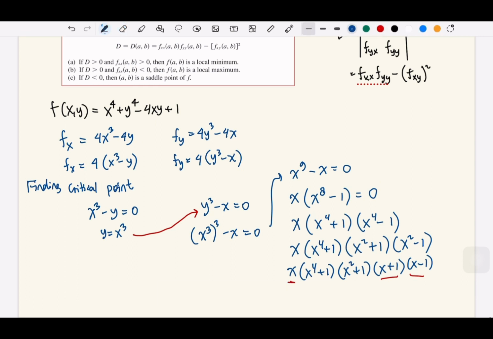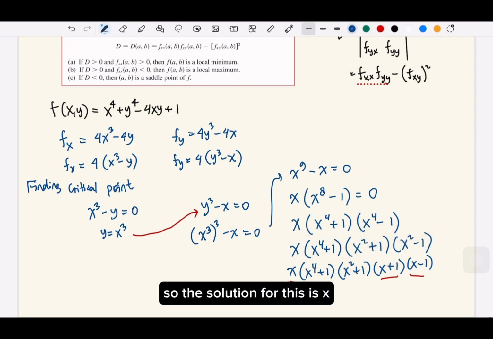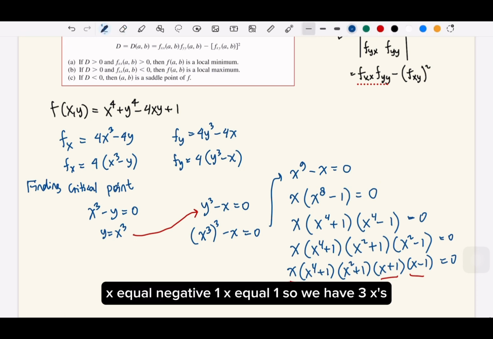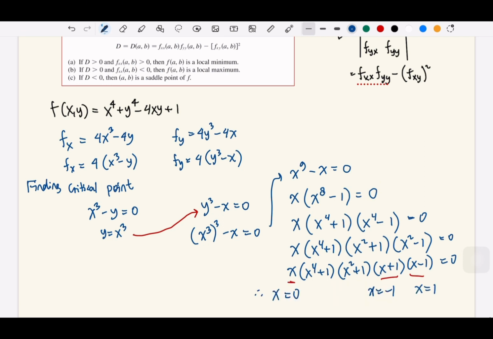x. So the solution for this is x. So this equals 0. Forgot to write 0. So x equals 0. x equals negative 1. x equals 1. So we have 3 x's.